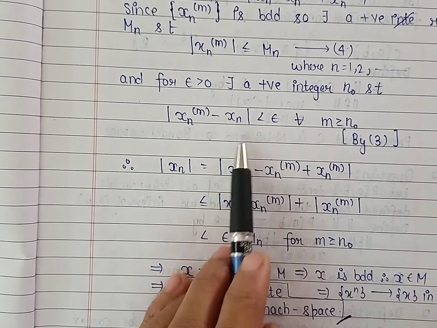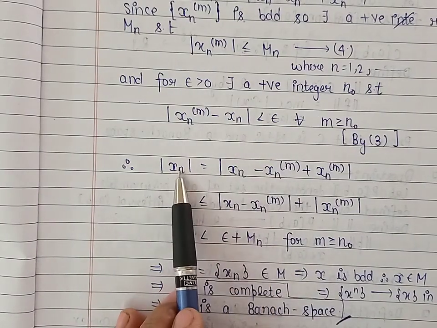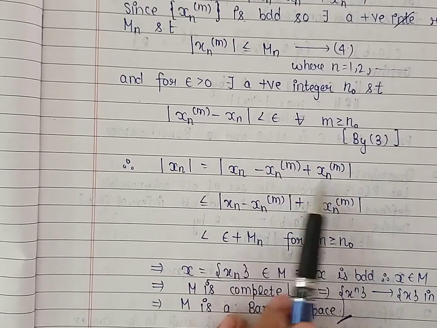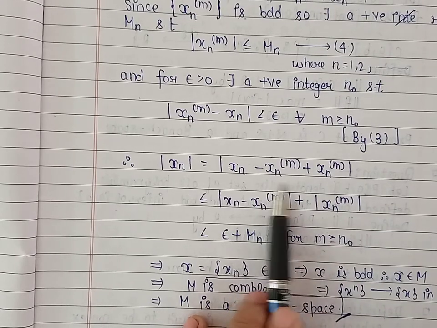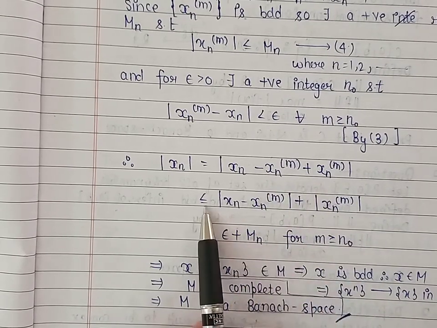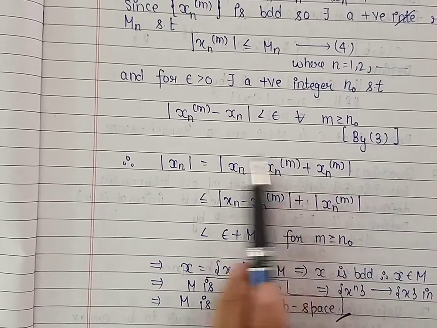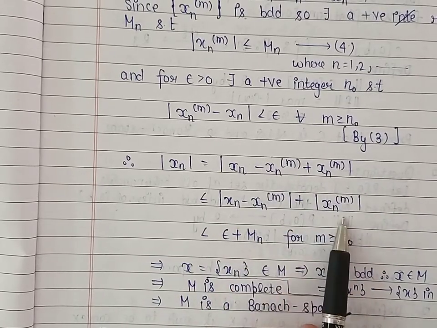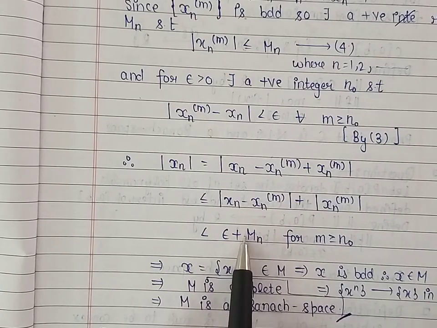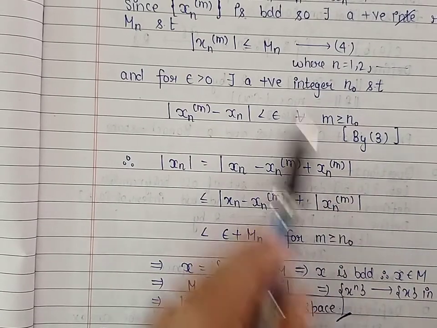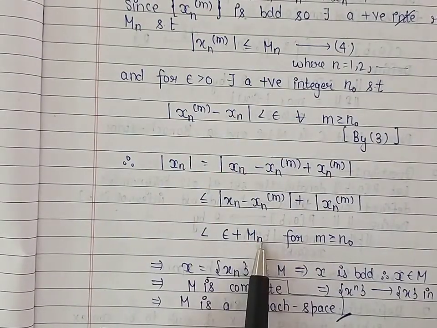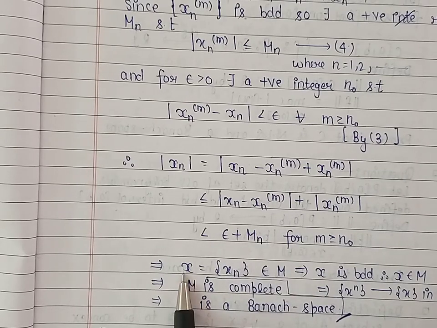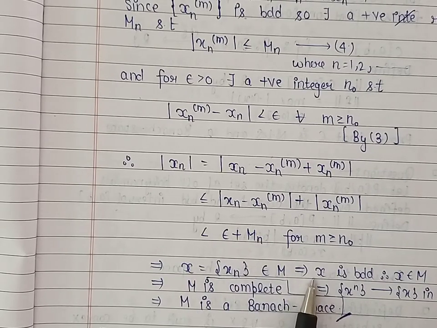Now let us consider mod xn, adding and subtracting xnm and using the triangle inequality of real numbers here. So by using the triangle inequality, this is less than or equal to mod of this term plus mod of this term. Now from here, this is less than epsilon, and from this equation, this is less than or equal to mn. So we have obtained a finite number, so we get that the sequence x is bounded.